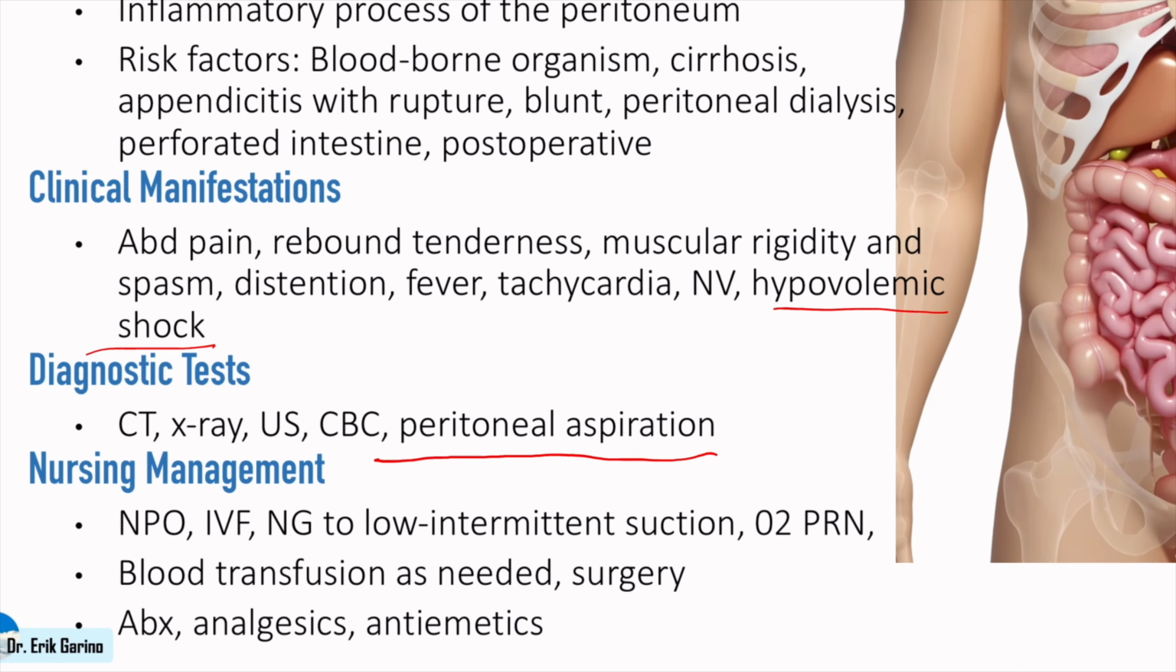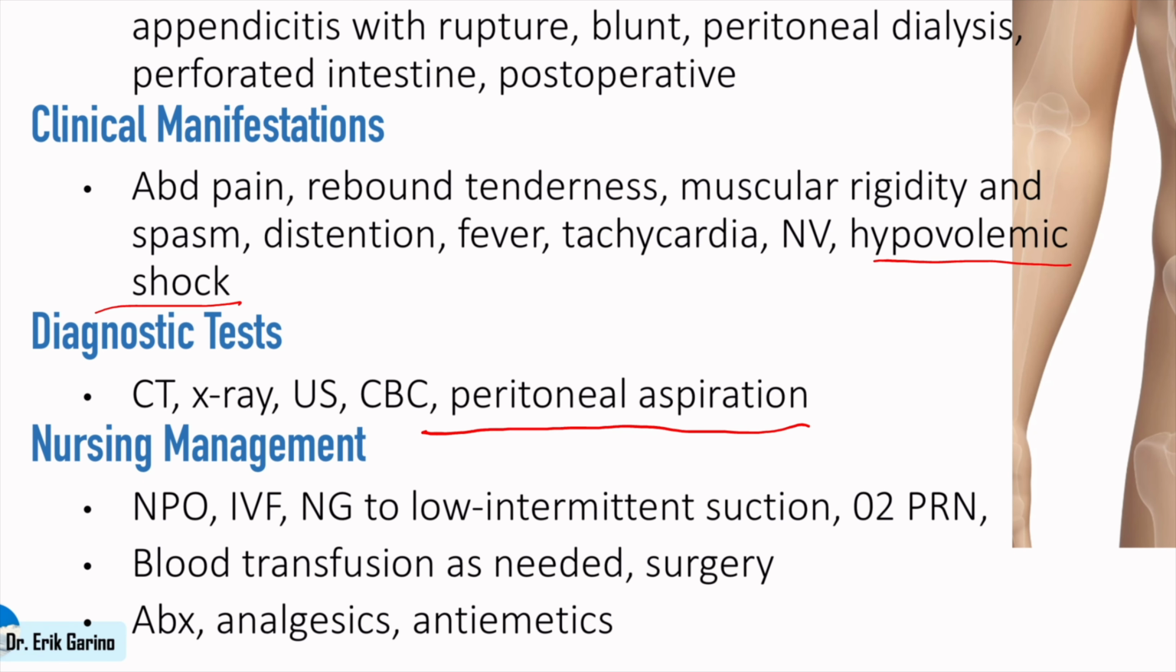For nursing management, the patient will need to be NPO, administer IV fluid, place an NG tube to low intermittent suction, and provide oxygen as needed. Infuse blood transfusion if the patient has low H&H or is actively bleeding, and perform surgery to clean out the peritoneal cavity if it's contaminated. Administer antibiotics for infection, analgesics for pain, and antiemetics for nausea and vomiting.